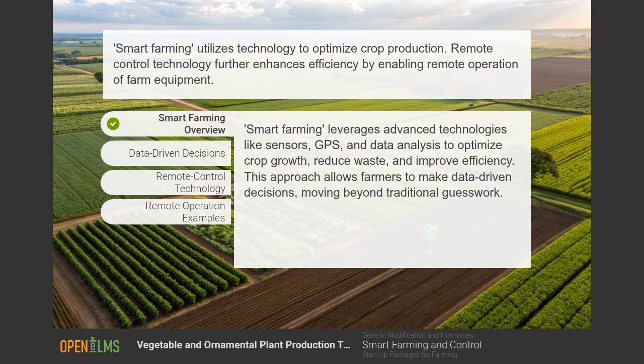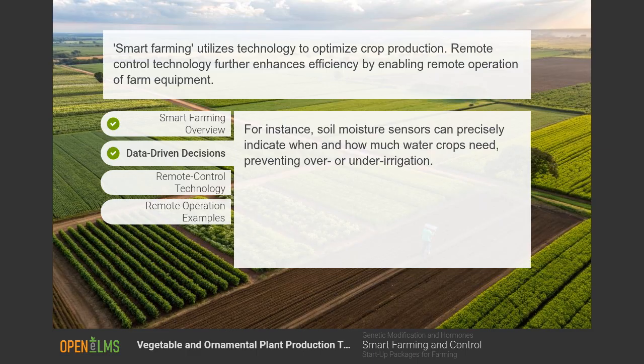Smart farming utilizes technology to optimize crop production. Remote control technology further enhances efficiency by enabling remote operation of farm equipment. Smart farming leverages advanced technologies like sensors, GPS, and data analysis to optimize crop growth, reduce waste, and improve efficiency. This approach allows farmers to make data-driven decisions, moving beyond traditional guesswork. For instance, soil moisture sensors can precisely indicate when and how much water crops need, preventing over or under irrigation.